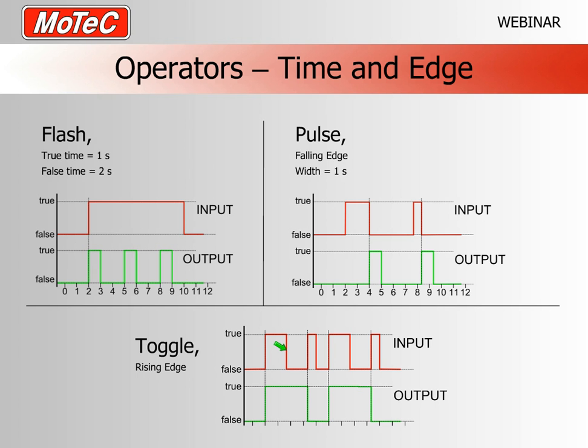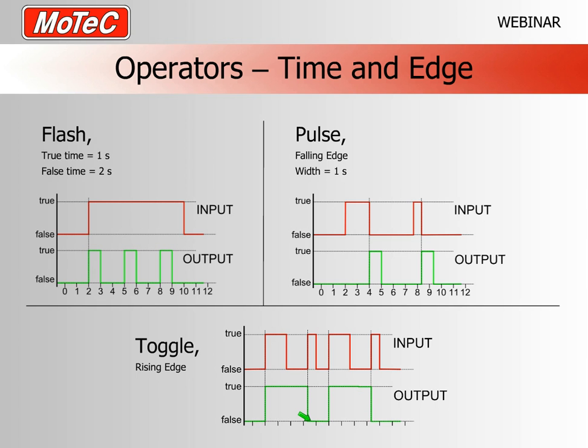There is no change to the output. What the output is doing in a toggle function is only changing state when we have a rising edge on the input. So here's our next rising edge, and then our output changes from a true state to a false state. So effectively, that's cutting this pulse in half.